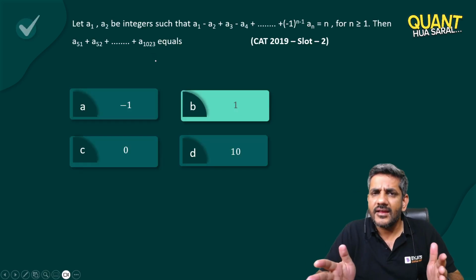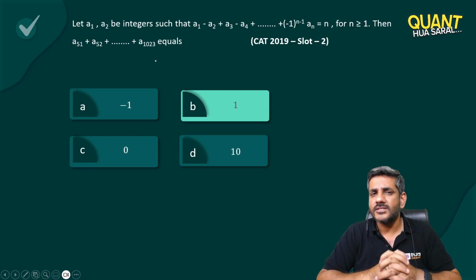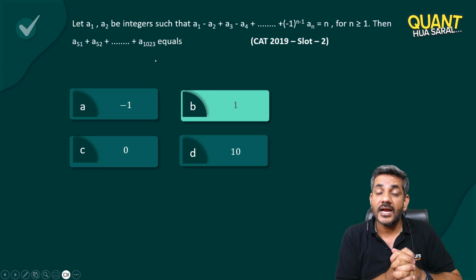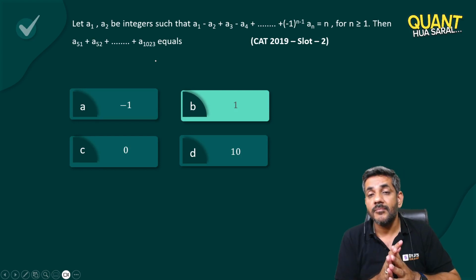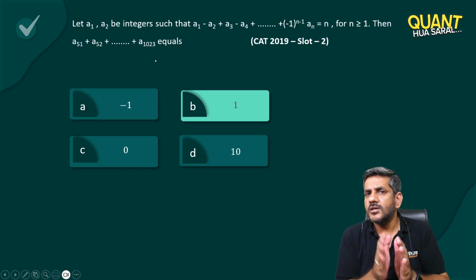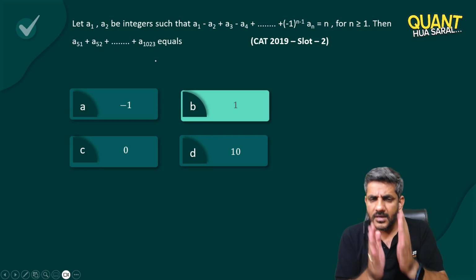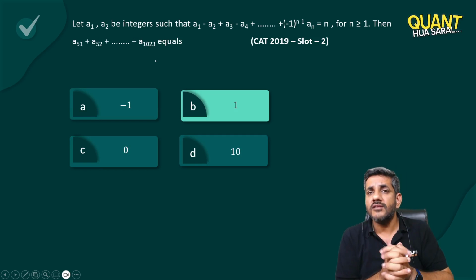I did not take any variable, I did not make any equation. It was more of a logic based thing only, and such kind of questions CAT has asked many times. Trust me on that. Many times they have asked such questions. You just have to plug in some values, and through that only you can figure it out.